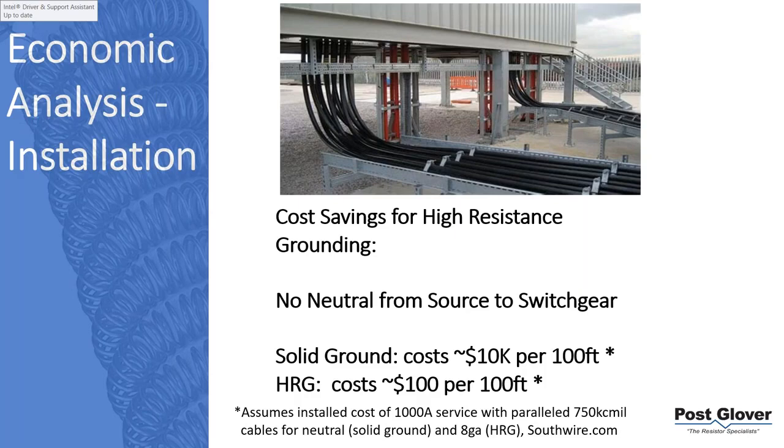However far away your system is, if you have to run it to your switchgear, you're going to be saving yourself some money because HRG requires you to only have 8 gauge. That's an AC requirement. It's the ampacity, which is typically 5 amps for a high resistance ground or somewhere in that range, with a minimum of 8 gauge. So you're basically using 8 gauge. So it's much less on the cost side. So you're saving a lot of money on that as well.